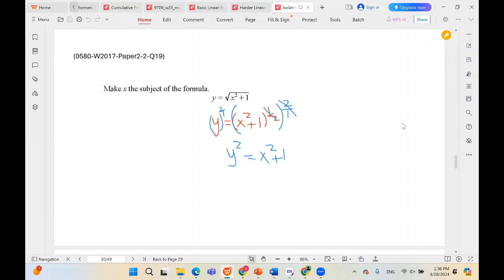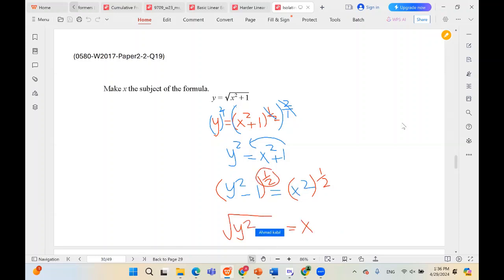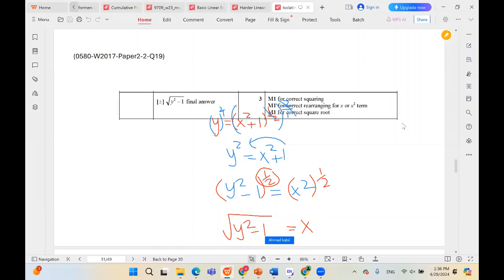Next, we take the 1 to the other side. It will be negative, so y squared minus 1 equals x squared. Finally, we get rid of the power on x by raising it to the reciprocal power. So this is going to be power half on both sides. And we get x on the right. And then instead of this, we're going to just write it as a square root of y squared minus 1. Positive, negative, again, for completeness.